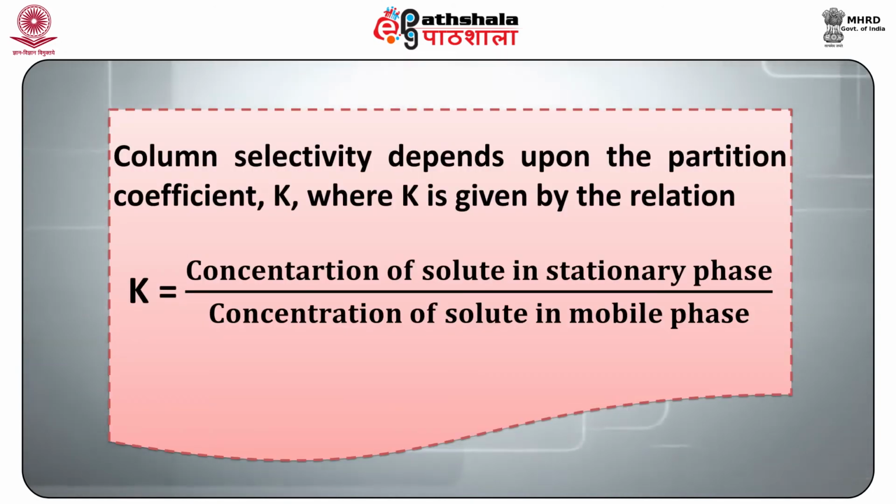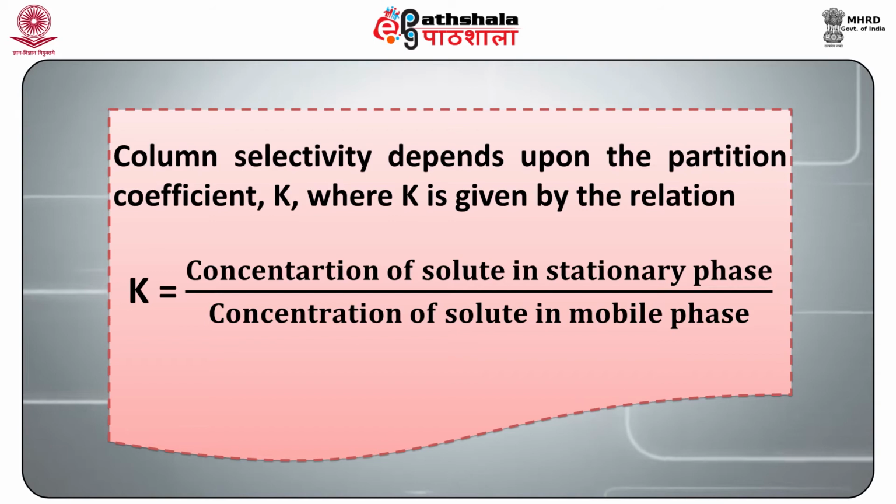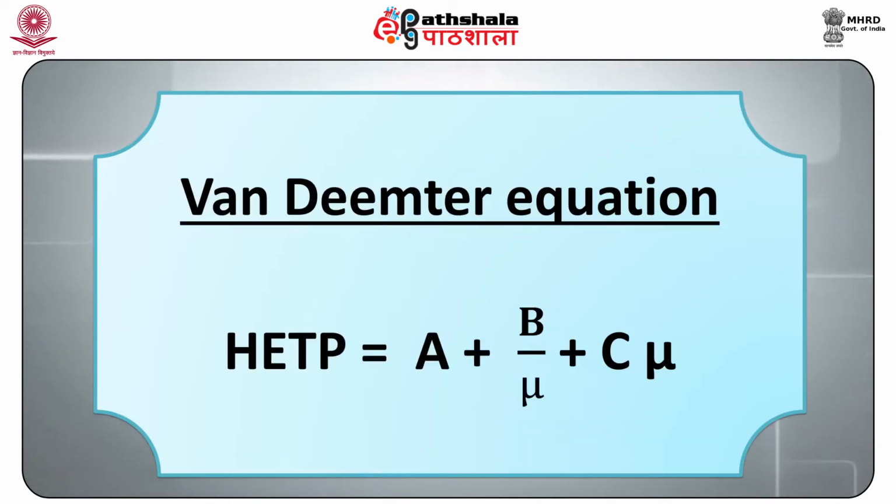Column efficiency and selectivity. The column selectivity depends upon the partition coefficient K, where K is a ratio of concentration of the solute in the stationary phase to the concentration of the solute in the mobile phase. The Van Deemter equation: HETP is equal to A plus B upon mu plus C mu.